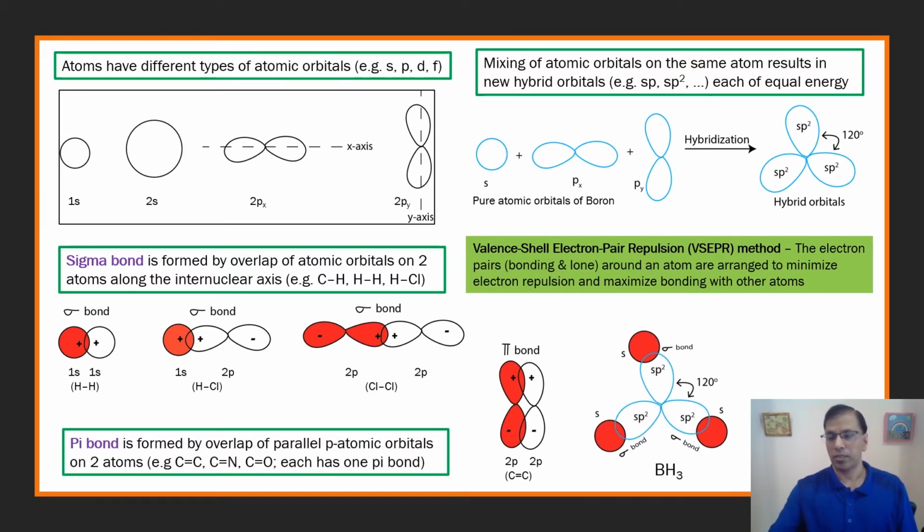So let's now look at an example of boron hydride, where the sp2 orbital, this is a hybrid sp2 orbital, overlaps with the 1s orbital of hydrogen to form a sigma bond. So each sp2 orbital can overlap with a hydrogen atom. So we have three sigma bonds in BH3. So the boron-hydrogen bond is a sigma bond.